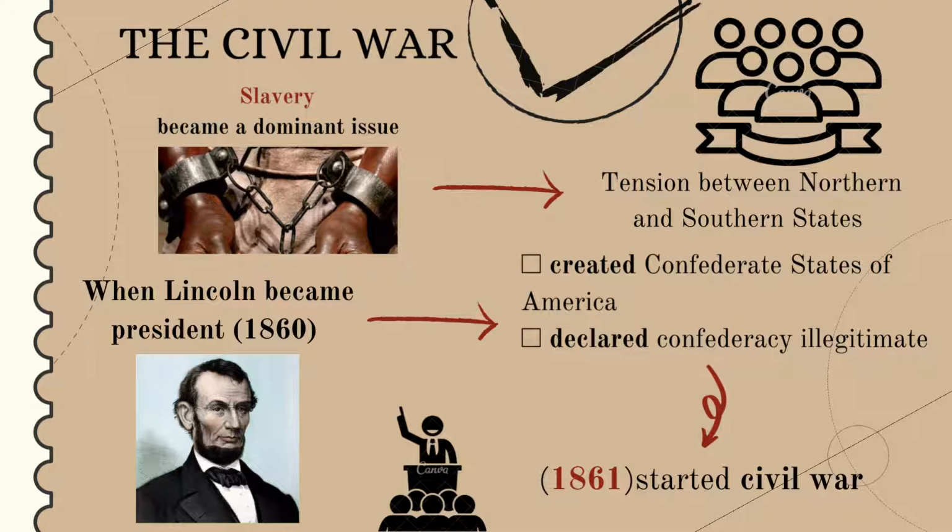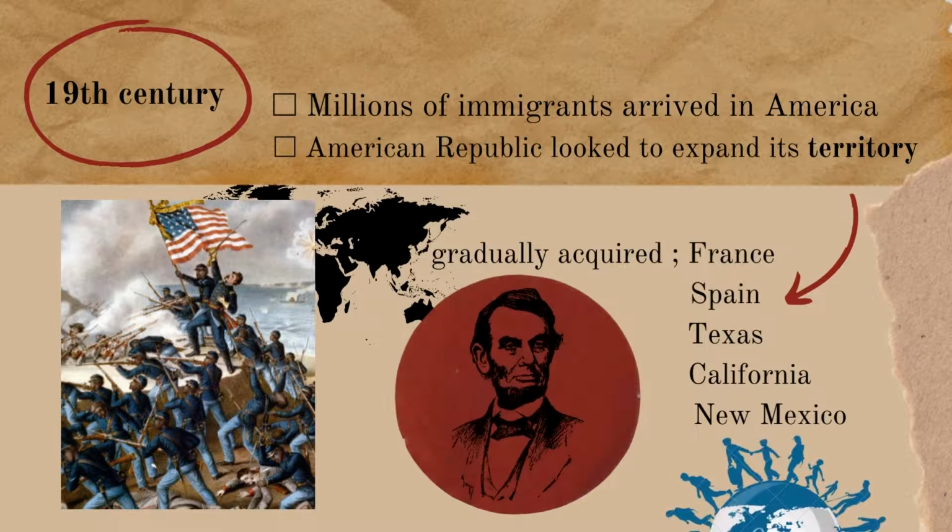Lincoln's government declared the Confederacy illegitimate, and a Confederate attack in South Carolina in April 1861 marked the start of a bloody civil war. In the early 19th century, the American Republic looked to expand its territory. Millions of immigrants arrived in America and moved towards the new territory of the West.